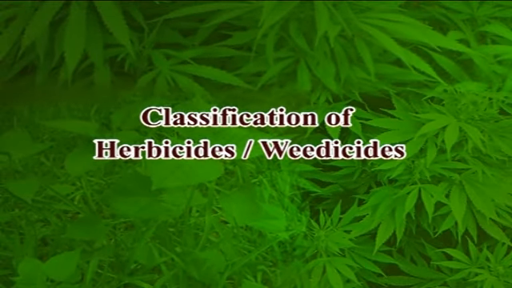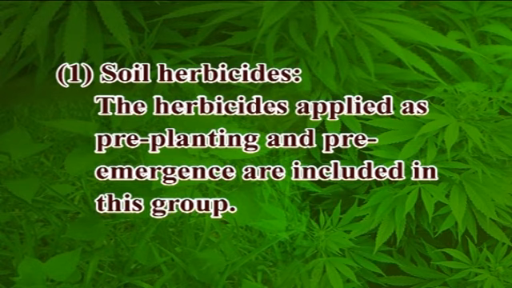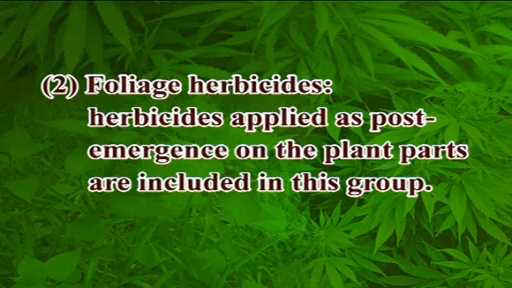Classification of herbicides or weedicides. The herbicides are classified based on the method of application, mode of action, chemical affinity and structural similarity. The classification on the basis of mode of application divides herbicides into two groups. Number 1, soil herbicides. The herbicides applied as pre-planting and pre-emergence are included in this group. Number 2, foliage herbicides. The herbicides applied as post-emergence on the plant parts are included in this group.